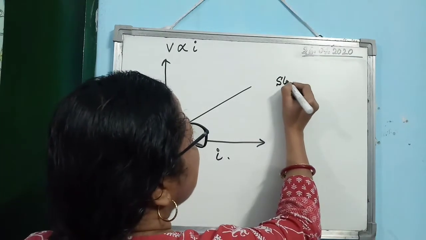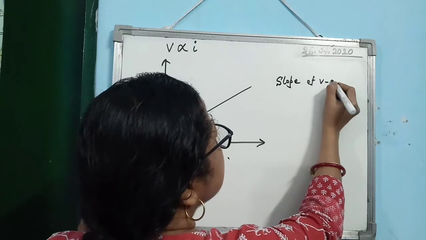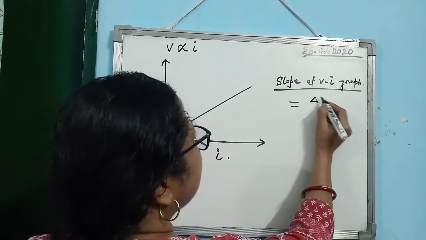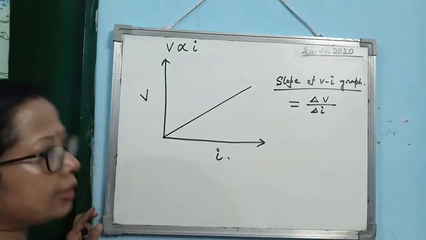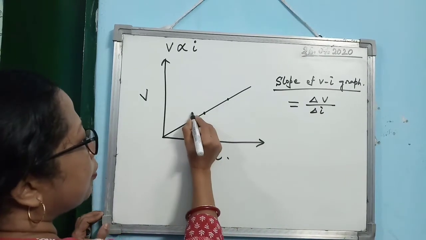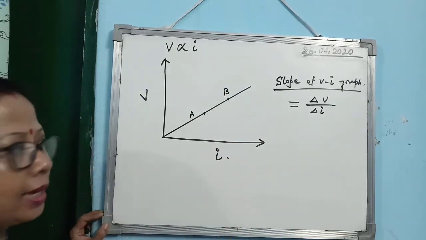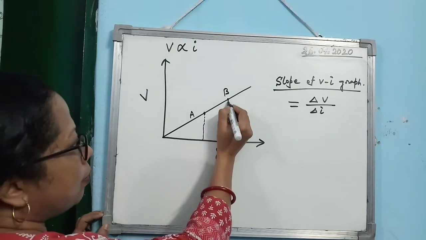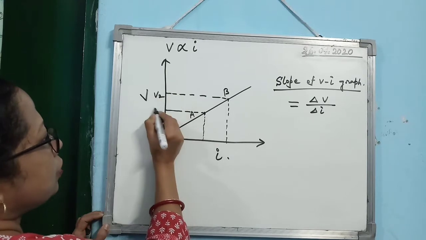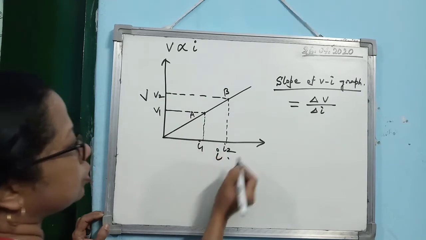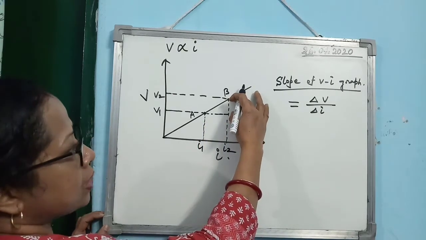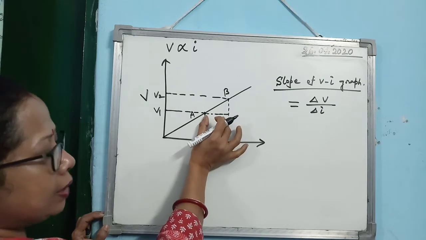Now let us find out the slope of the V versus I graph. The slope of the V versus I graph will be change in V by change in I, isn't it? Change in the potential difference by change in current. I hope you can remember how to find this out. You take 2 points A and B on the graph, then you draw perpendiculars to both the potential axis and the current axis. So suppose it is V2, V1, this is I1, I2. If you join it, then this represents V2 minus V1, and this represents I2 minus I1.